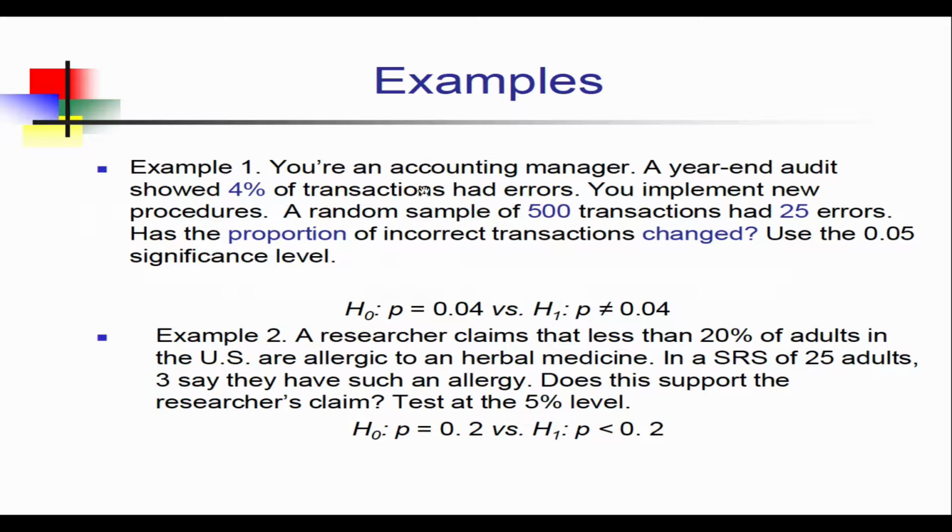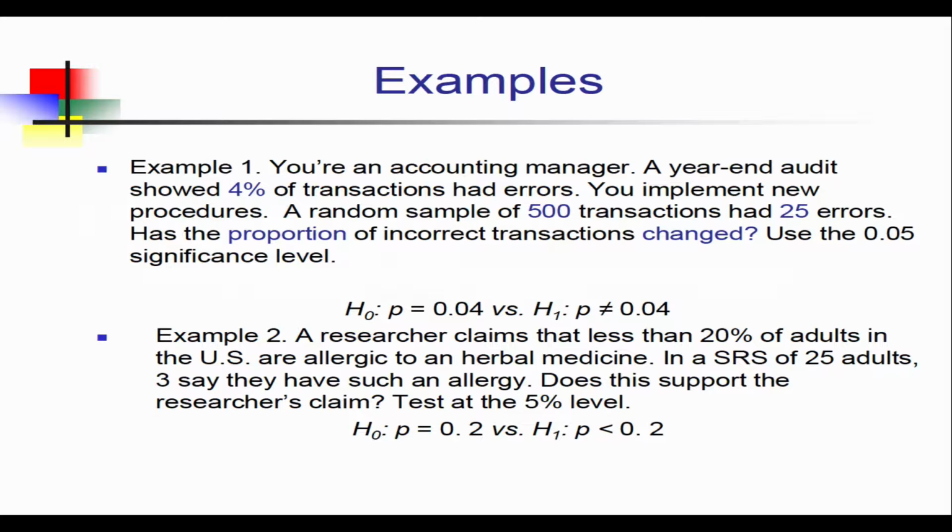You see, the previous proportion of error transactions is 4%. So we want to compare the new error proportion to this number. So we put 4% in our null hypothesis. Under the null, we put the population proportion equals 4%. And we want to show whether our new procedure has an effect or not, whether the new proportion of error is different from 4% or not. So for the alternative hypothesis, we have p doesn't equal 4%. This is gonna be a two-sided test, okay?